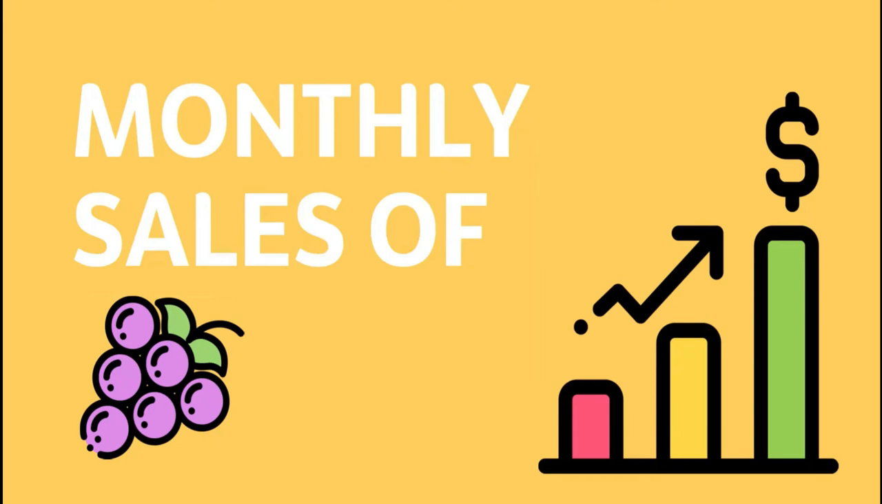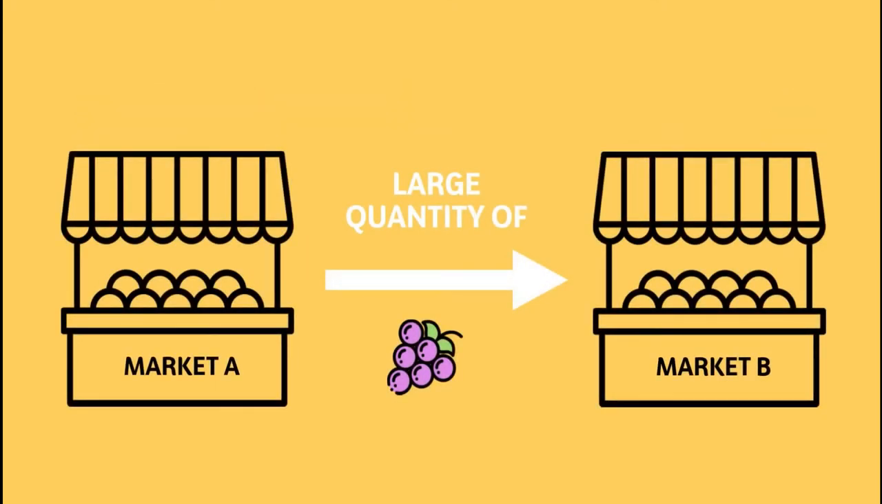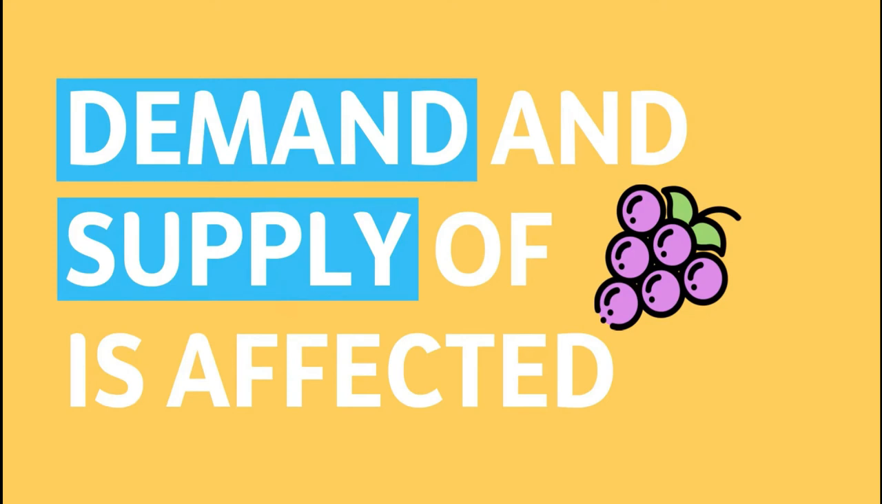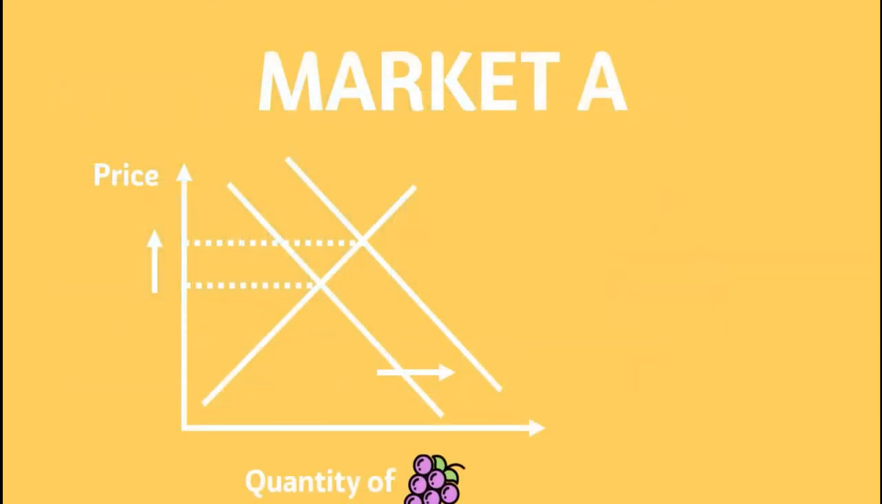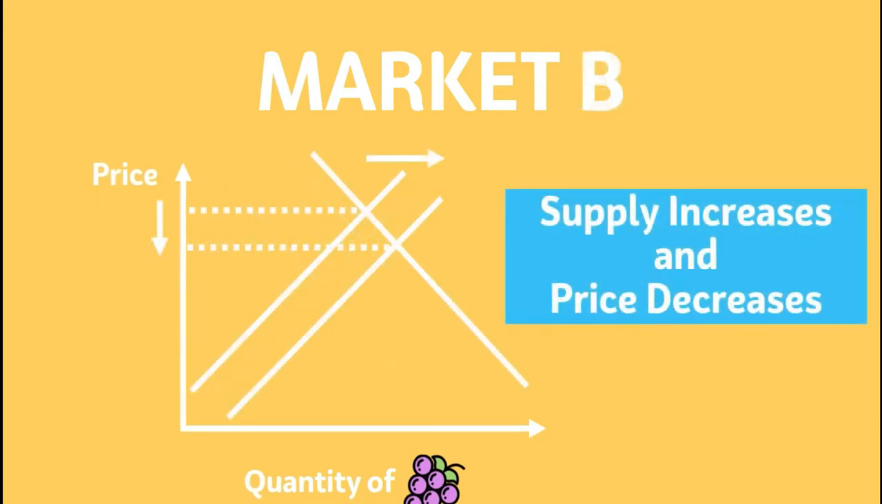In fact, in the next few months, you became so successful that you started buying large quantities of berries in Market A and selling them in Market B. This affects the demand and supply of berries in Market A and Market B respectively. The demand for berries in Market A increases, so their price increases in Market A, and the supply of berries in Market B.